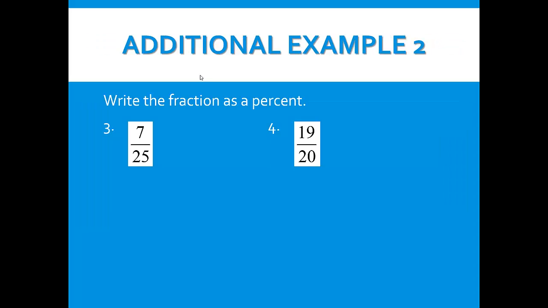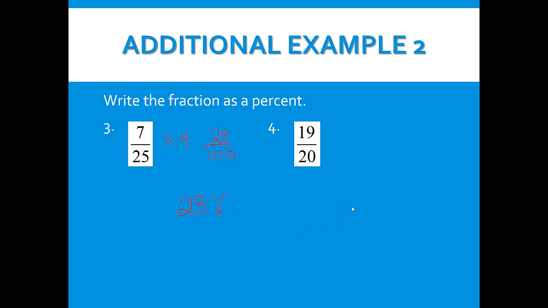Now we have an additional example. You can either pause the video and try it on your own, or you may follow along. We're going to write the fraction as a percent. For the first one, we have 7/25ths. In order to get 100 on the bottom, we would have to multiply by 4. We multiply the numerator and the denominator by 4. For the denominator, 4 times 25 is 100. The numerator, 7 times 4 is 28. And 28 hundredths would be 28%.